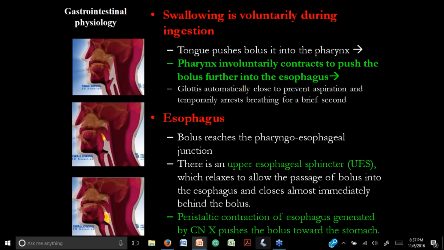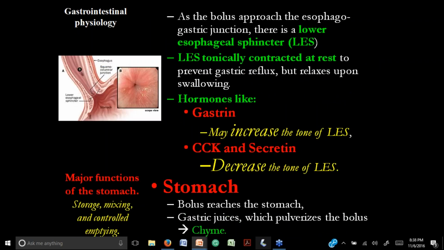Here we have the circular and the longitudinal muscles working in the esophagus, and you can tell we have the plexus that are going to cause a contraction of these muscles. The peristaltic contraction generated by the esophagus is driven by acetylcholine released by cranial nerve number 10, and that is going to push the bolus forward to the stomach.